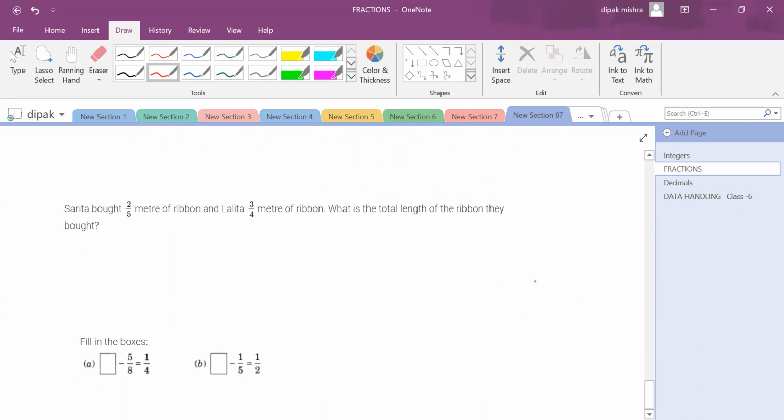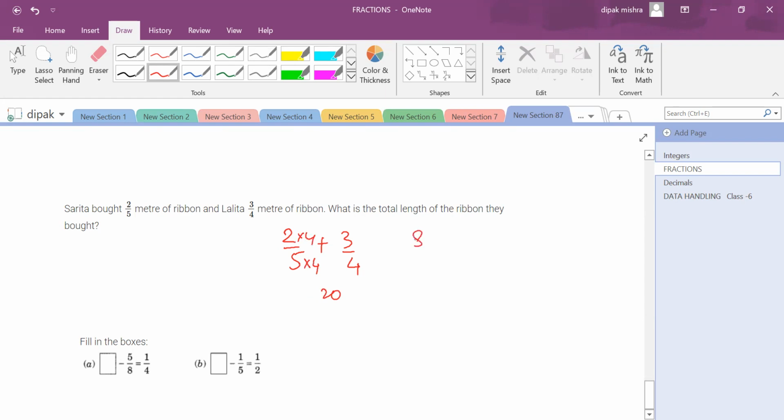Next question. Sarita bought 2/5 of a ribbon, Lalita 3/4. What is the total length of the ribbon they bought? So it will be 2/5 meter plus 3/4 meter. So you make the denominator the same, by multiplying with the LCM of the denominators. The LCM of 5 and 4 is 20. To make this 20, you multiply this by 4 and this by 4.